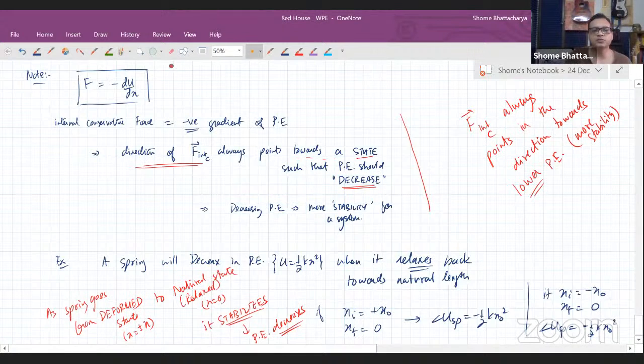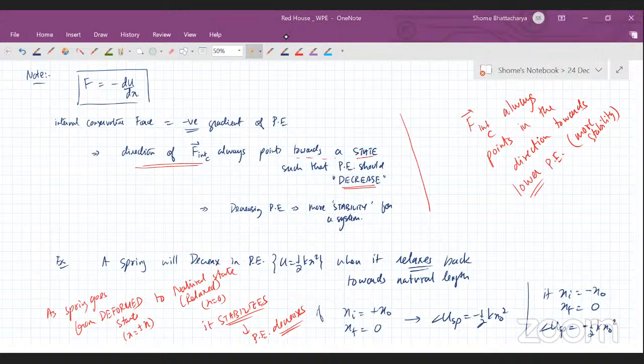But make a note of this point first. The relationship between potential energy and internal conservative force is not important only from the point of view of calculations and finding formulas, etc. It's also important from the point of view of trying to understand the behavior of a system.